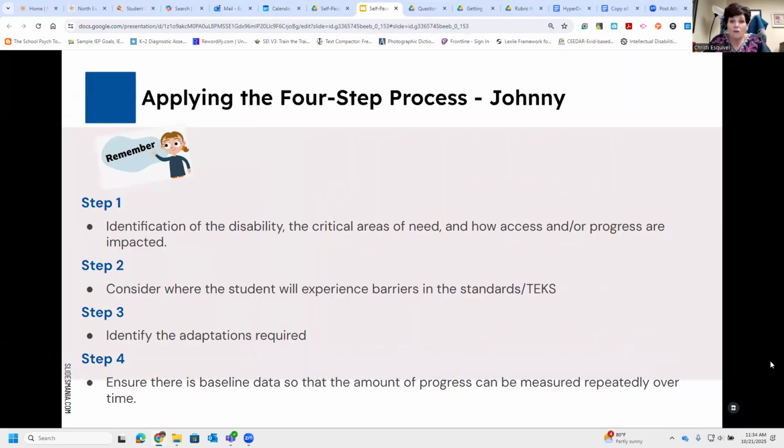Now let's apply our 4-step process using Johnny's example. Remember, in step 1, we identify the disability, the critical areas of need, and how access and progress are impacted. In step 2, we consider where the barriers exist in the standards. In step 3, we identify the adaptations required. And in step 4, we make sure there's baseline data so progress can be measured over time.